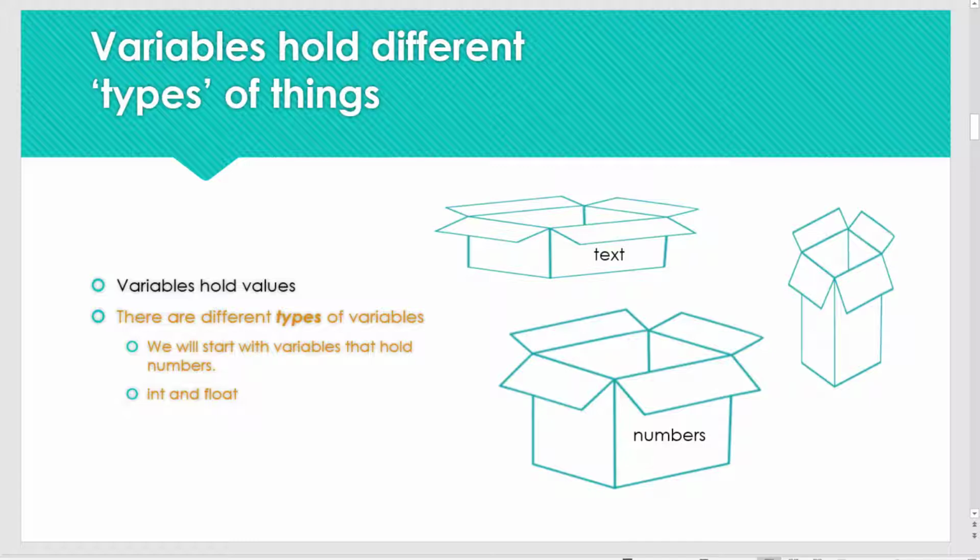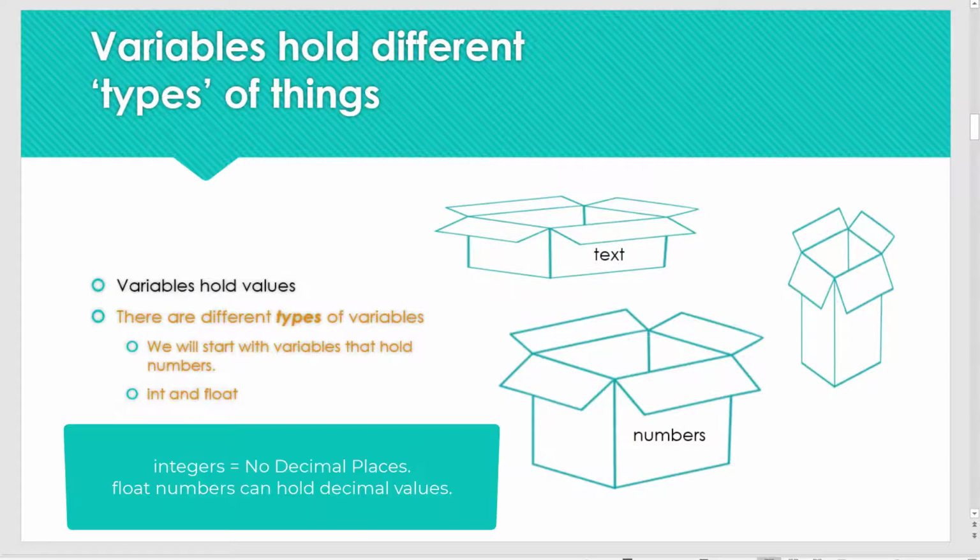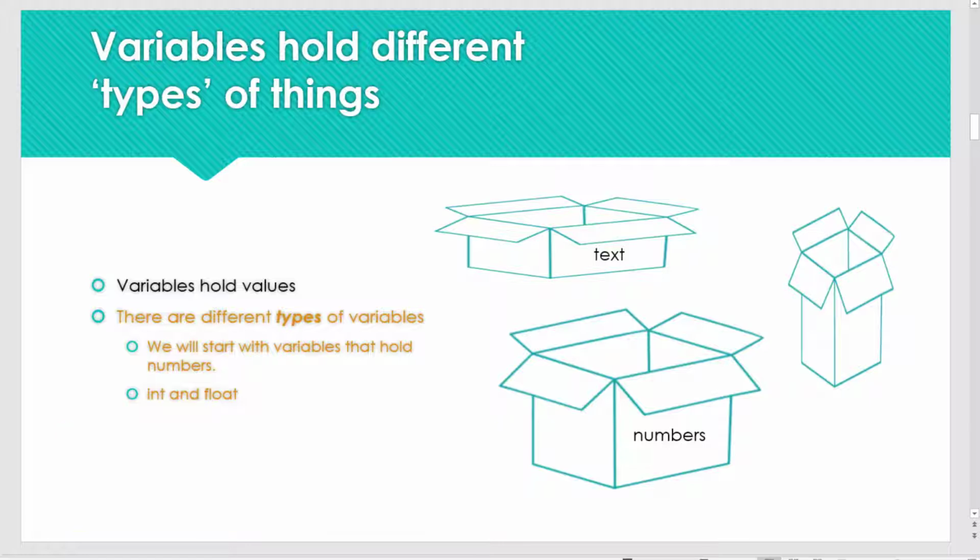For the purposes of what we're doing today, we're going to narrow this down to just numeric variables, meaning variables that hold numbers. And we can narrow it down again because there are two kinds of numbers that we can hold. One is an integer or a whole number or a number that has no decimal places. And the other is a floating point number, which is a number that has decimal places or digits after the decimal place. To specify this, we're going to use the term int for integers and float for floating point numbers.